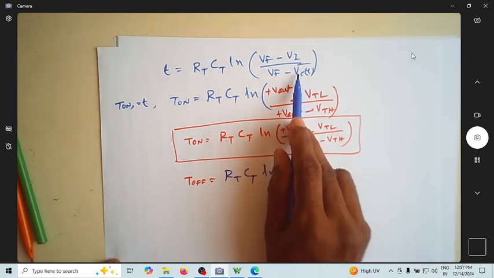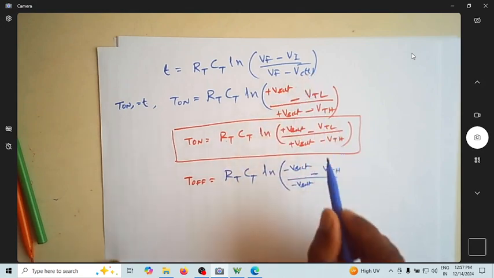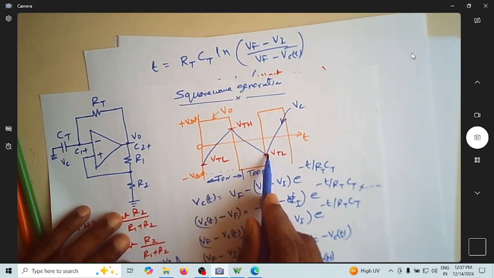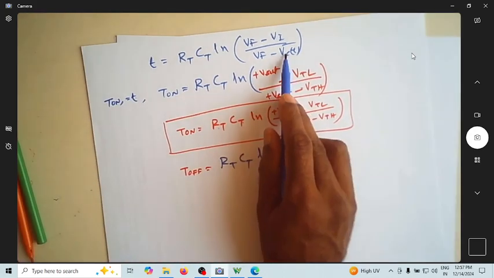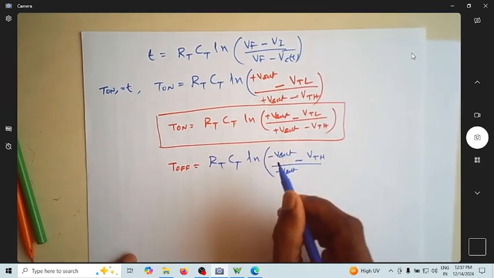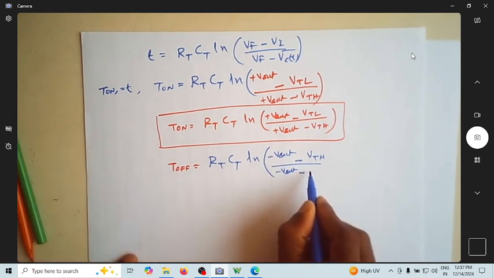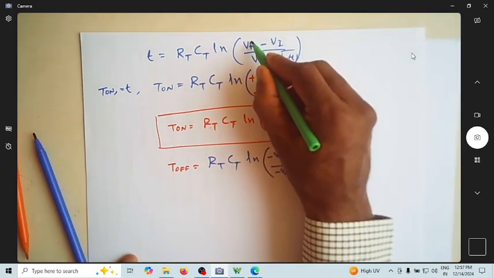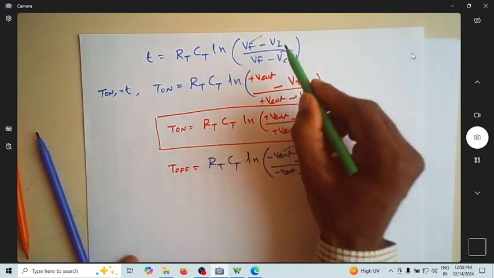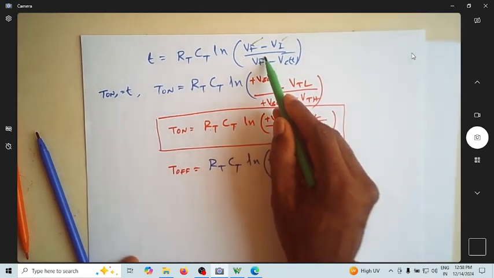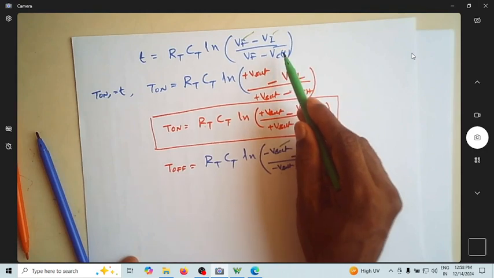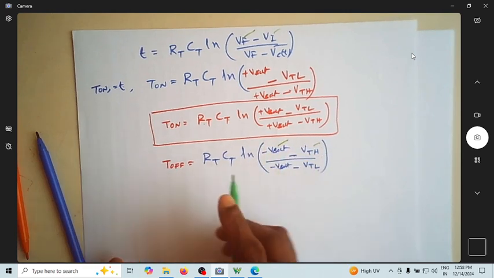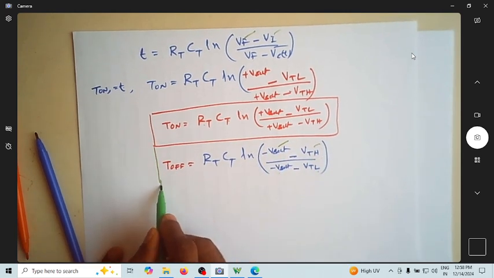What is Vc of t at t equal to T off? When t is equal to T off, what is the capacitor voltage? It is VTL. So I am simply substituting the final voltage as minus Vsat, V initial as Vth, V final again minus Vsat, and Vc of t at t equal to T off is VTL. Now this is the expression for T off.